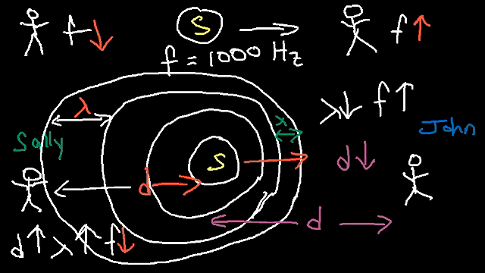So if the source moves towards an object, or if the object moves towards the source, the frequency will increase. If the source moves away from an object, or from the listener, or if the listener moves away from the source, the frequency will decrease. So anytime the distance between the source and the observer is decreasing, the frequency will go up. If the distance between the source and observer is increasing, then the frequency will go down.